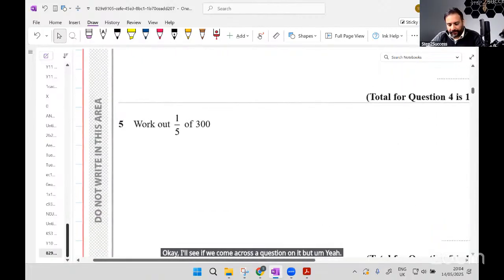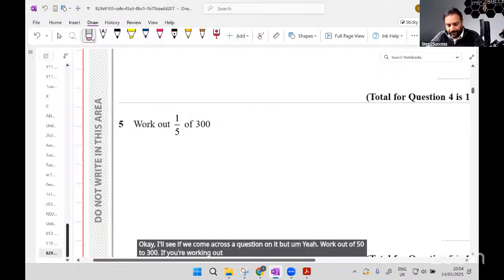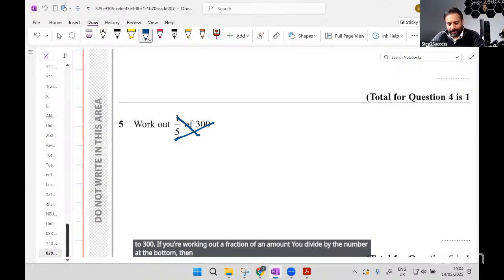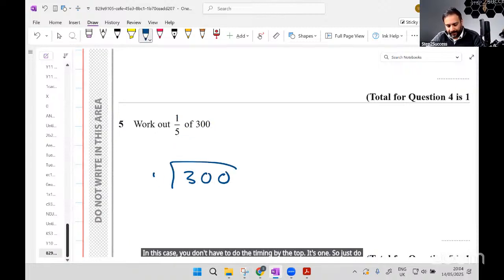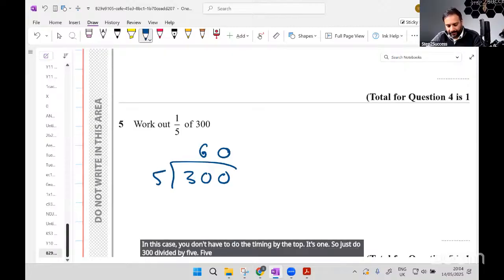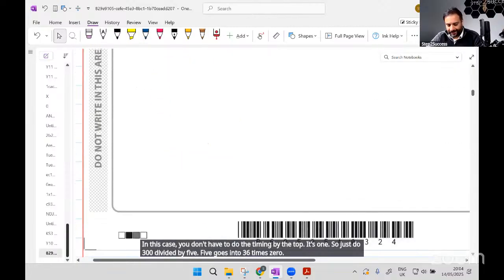Work out a fifth of 300. If you're working out a fraction of an amount, you divide by the number at the bottom and then times by the number at the top. In this case, you don't have to do the times by the top because it's 1. So just do 300 divided by 5. 5 goes into 30 6 times, 0, 0. 60 is the answer.